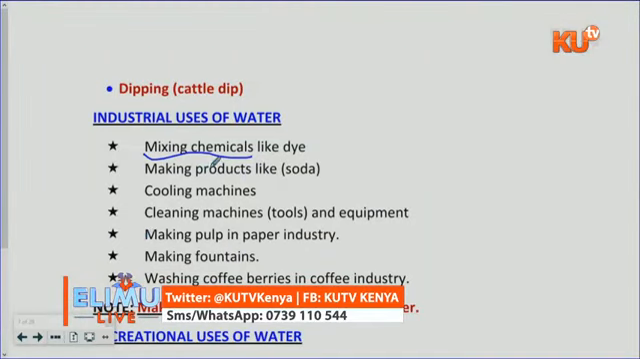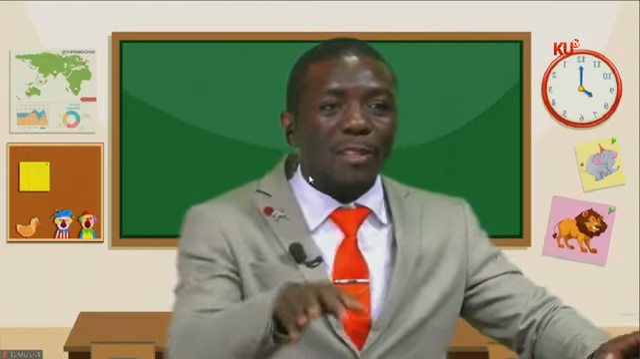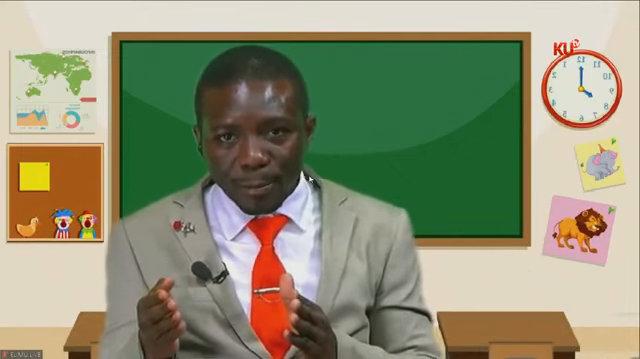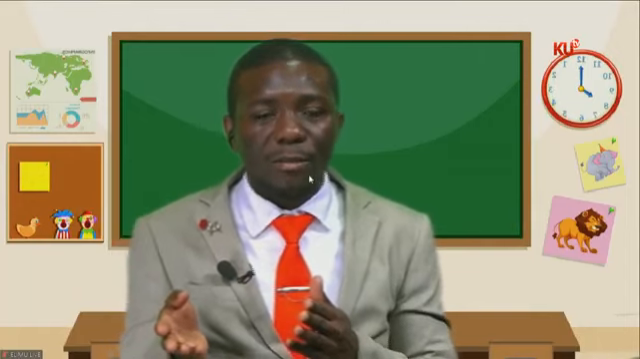So in industries, water is used for mixing chemicals. If you go to the bottling industry, like Coca-Cola bottles or Equator bottles at Kisumu, you'll find that water is used in making products like soda. Soda is a mixture of water. They use some chemicals there, and then they come up with a soft drink known as what? A soda. And we enjoy drinking it.